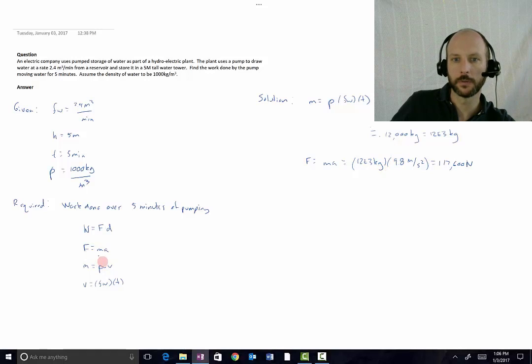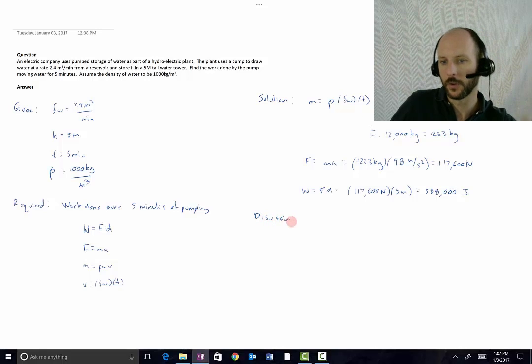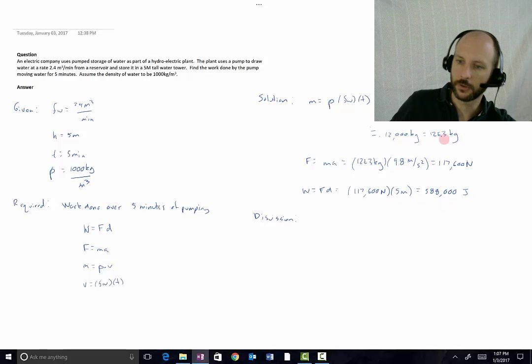So how far are we moving it? Well, we pumped it up 5 feet into the air, admittedly 5 meters into the air, so admittedly a small water tower. But if you multiply meters times newtons, you get joules, and 117,600 times 5 is 588,000 joules. So we look at that, and we know that at the end of the day, the units of work have to be in energy. The SI unit of joules is J, so seems reasonable.